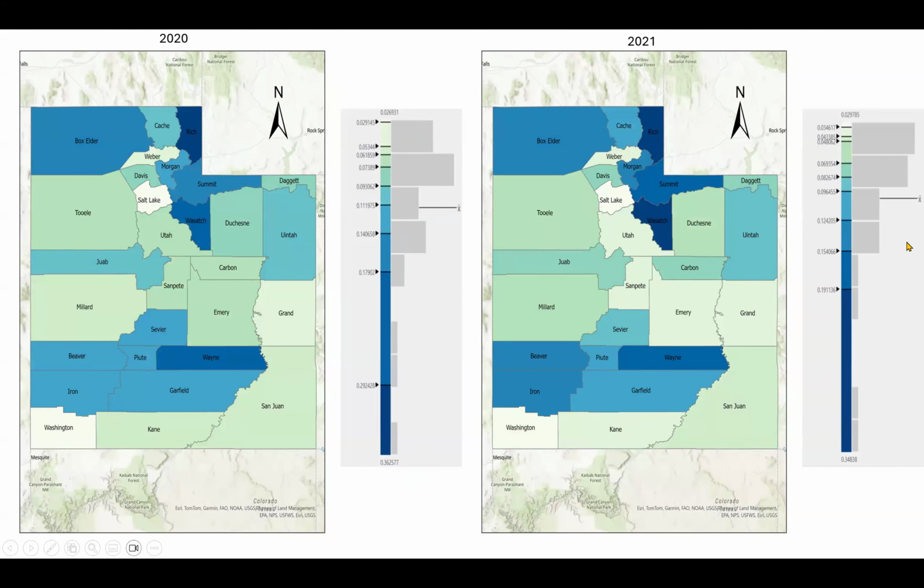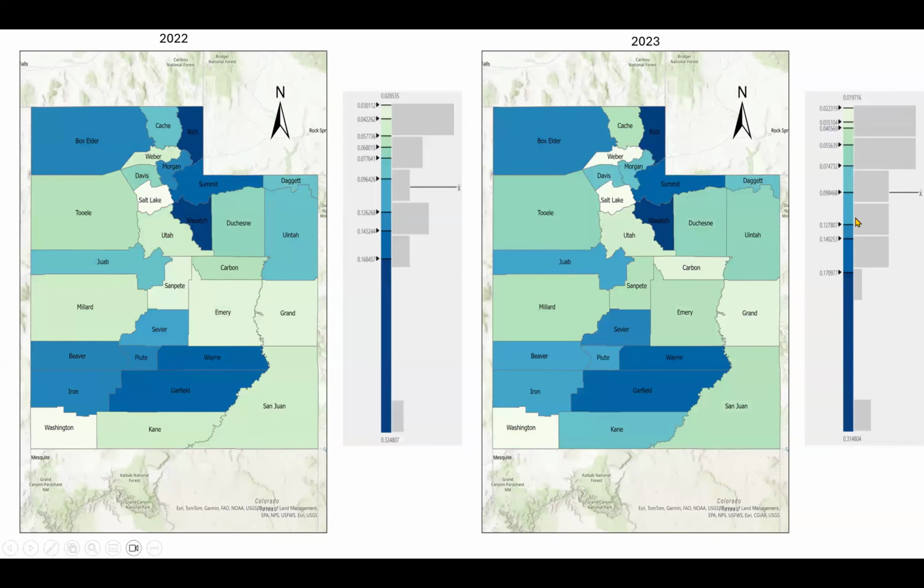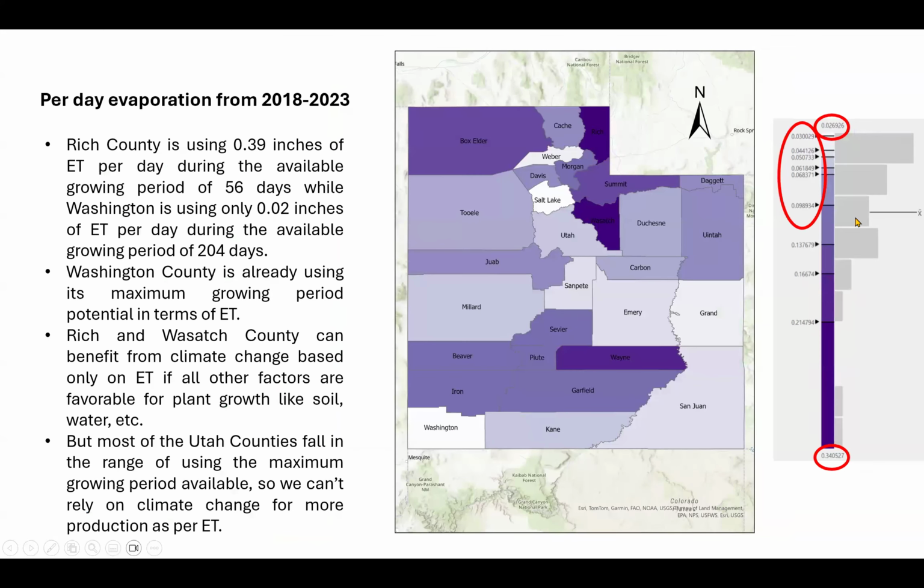Similarly, we have it for 2020, 2021, 2022, and 2023. In conclusion, for the per day evapotranspiration, when we take the average, one county is using 0.39 inches of evapotranspiration per day during the available degree days growing period of only 56 days, while Washington County is using only 0.02 inches of evapotranspiration per day during the growing period of 204 days.